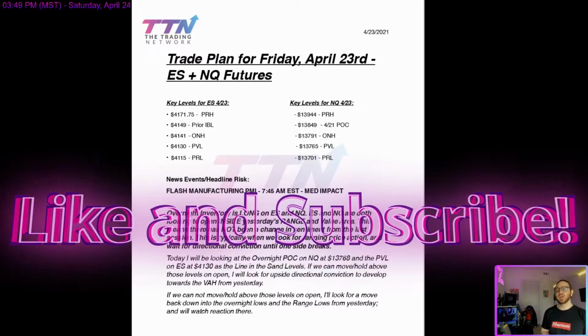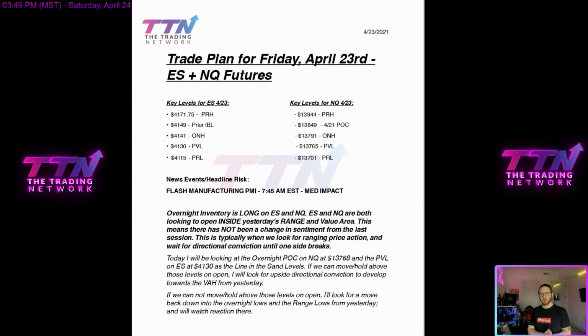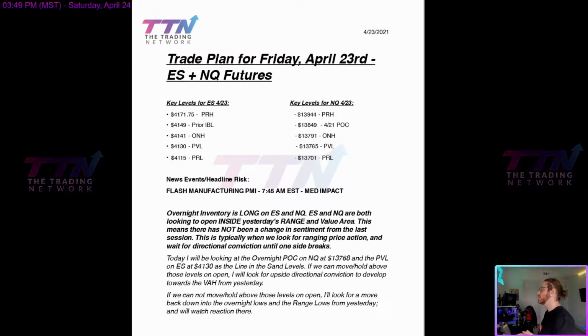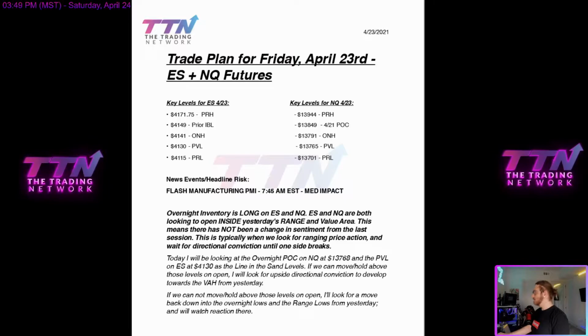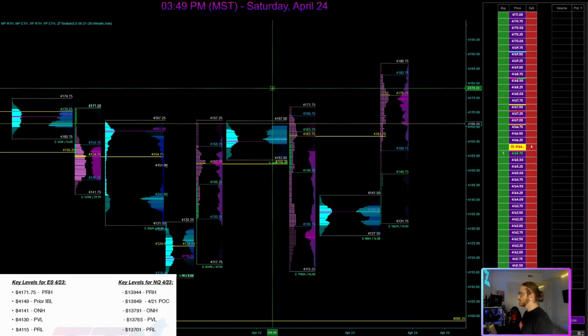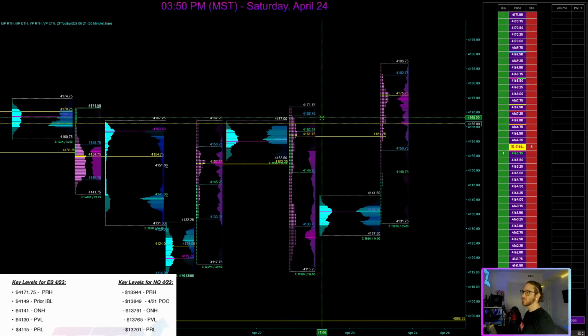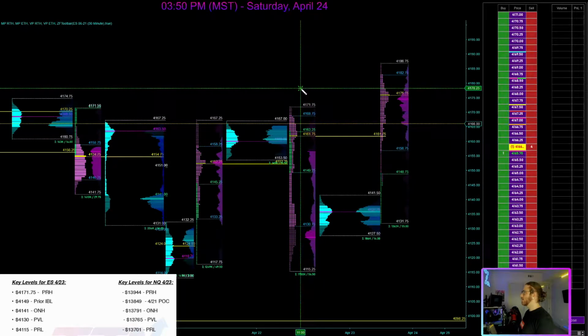It is Saturday, April 24th, and I'm going to be going over my trade plan from yesterday, Friday, April 23rd, for the ES and the NQ futures markets. So let us dive right in here to the profile, and we will get cracking on these key levels for ES first and foremost, starting with the prior range high.